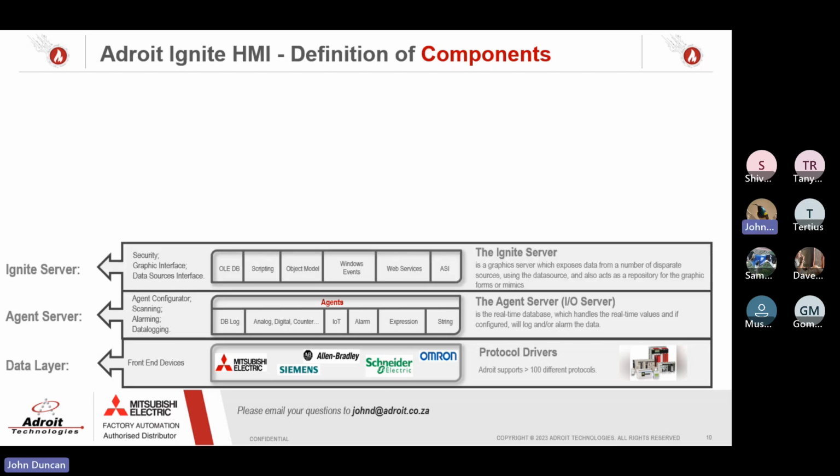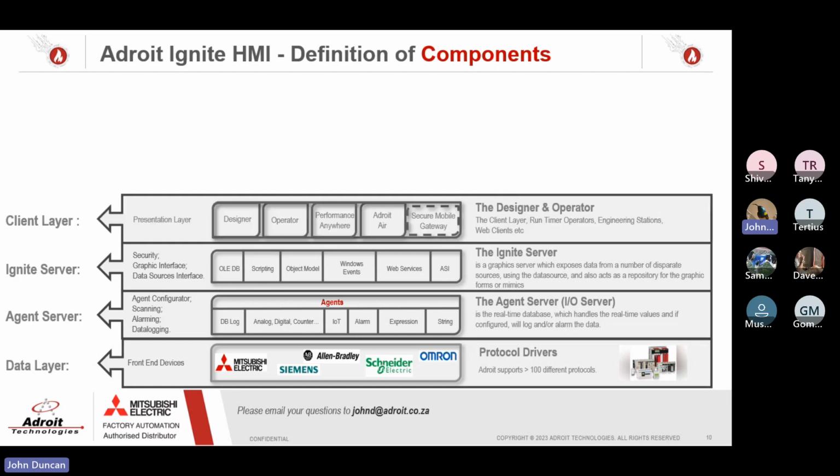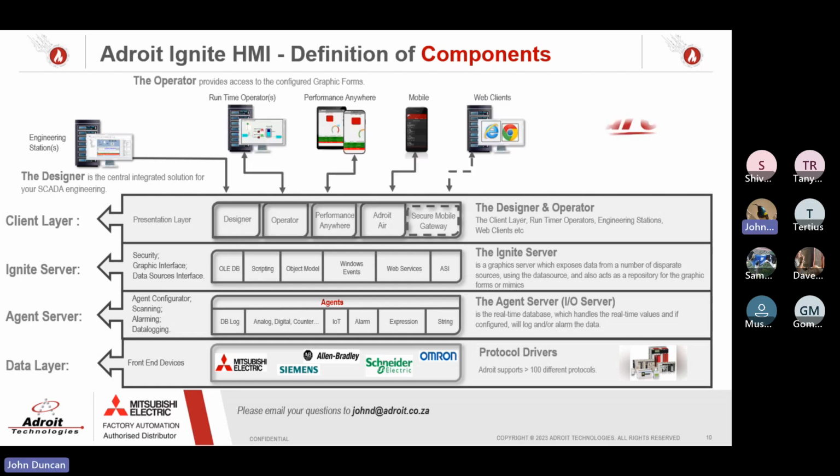Next to that, we have the Ignite server, which is basically our graphic repository. So from taking our configured agents, we can then display them in our graphical interface. And then from there, through the client layer, we have a designer where we do all our configuration. And then we have all our operators where we can actually view the runtime systems. And that, in a nutshell, is how Adroit Ignite is put together.